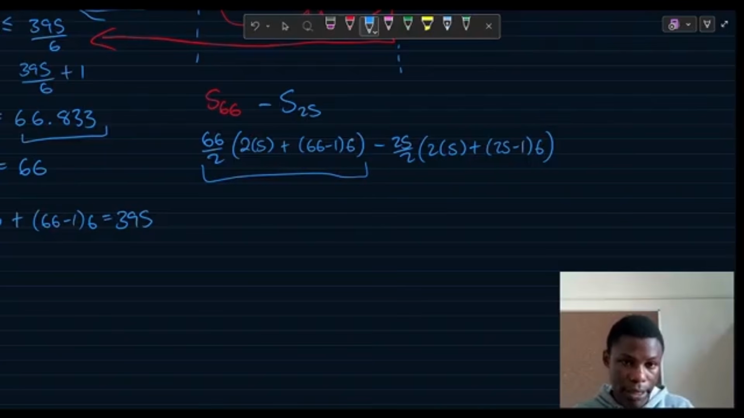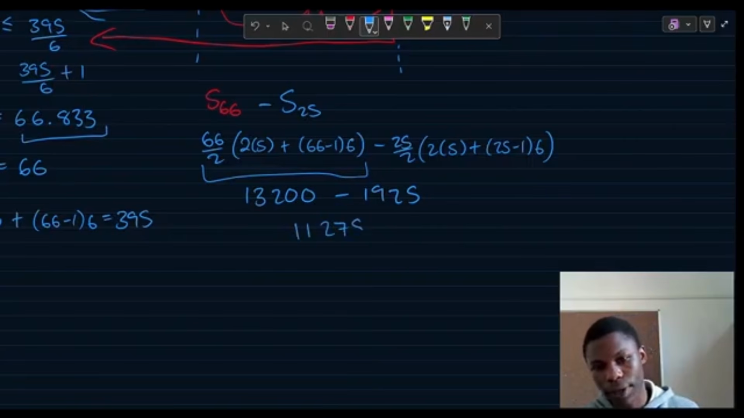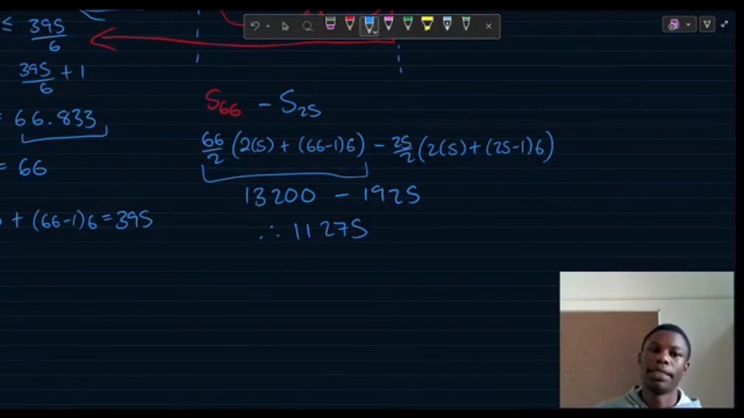So that's 66 over 2 times 2 times 5 plus 65 times 6, 13,200, minus, that's 25 over 2 times 2 times 5 plus 25 minus 1 times 6. That's 1925. We subtract that from 13,200. We get 11,275. I hope that makes sense.